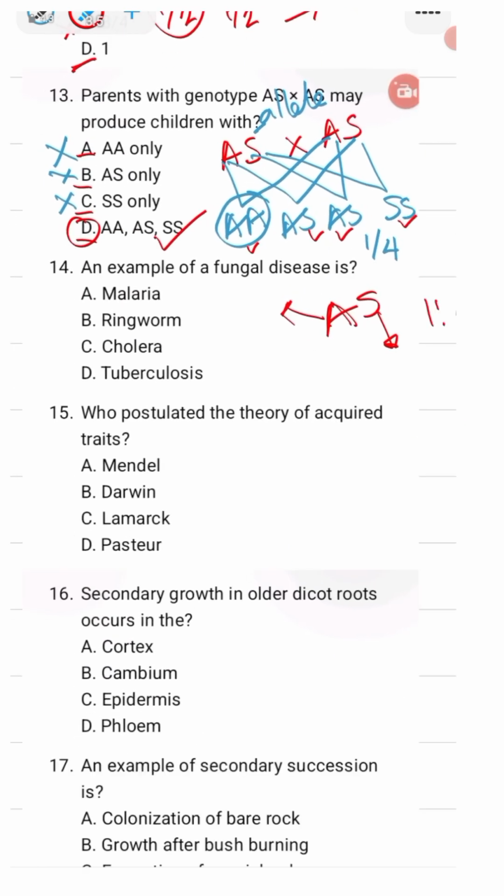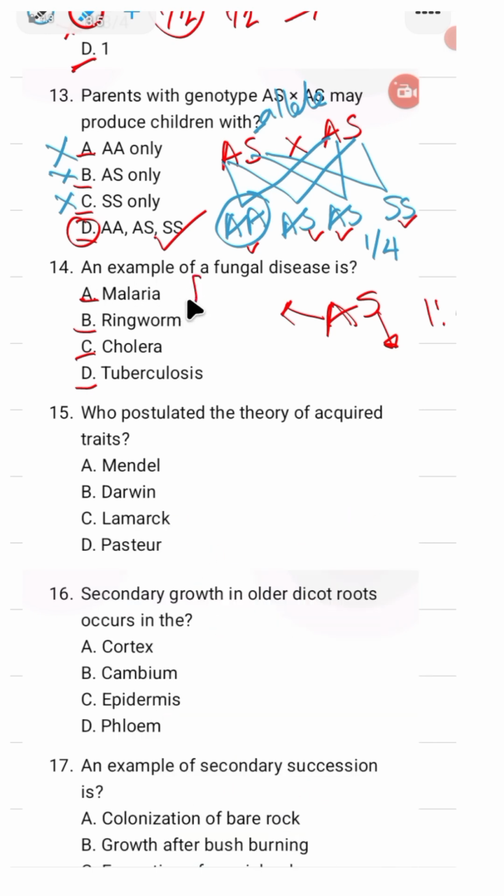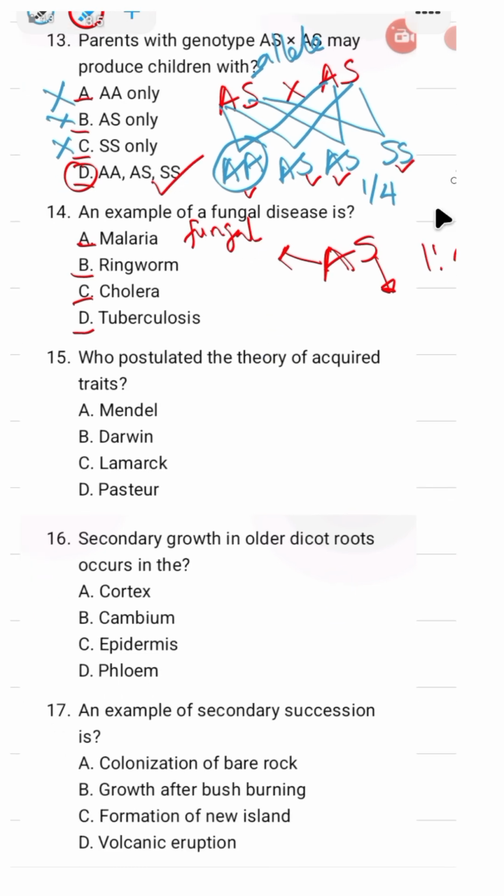Next one, an example of a fungal disease is, then you have malaria, ringworm, cholera, tuberculosis. So let's check them one by one. So what is malaria? Malaria is caused by a parasite called Plasmodium, and it is transmitted by the female Anopheles mosquito. So it is not fungal related. It's not a fungal infection. Next one is actually ringworm.